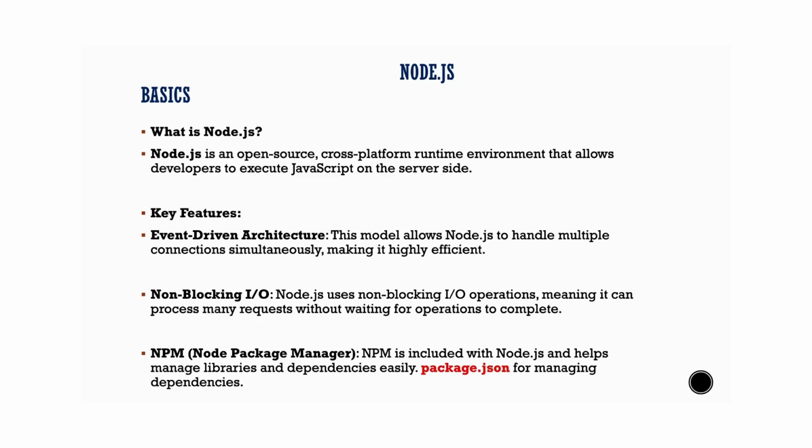Node.js operates on a non-blocking, event-driven architecture that allows it to handle multiple connections at once. This makes it suitable for building scalable applications such as chat applications or APIs that require high throughput. Node.js processes requests asynchronously, allowing other operations to continue while waiting for I/O tasks.